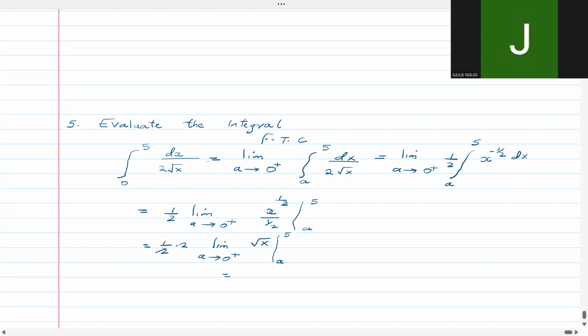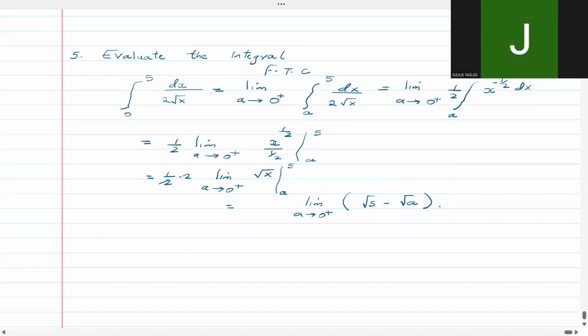So substituting the A, you have this as the limit as A approaches 0 from the right-hand side, and then we have root of 5 minus root of A. And this we can solve to get that the answer becomes, if you're approaching A from the positive side of 0, that means all the numbers will be positive, and the answer for this case will be root 5, as you approach 0.